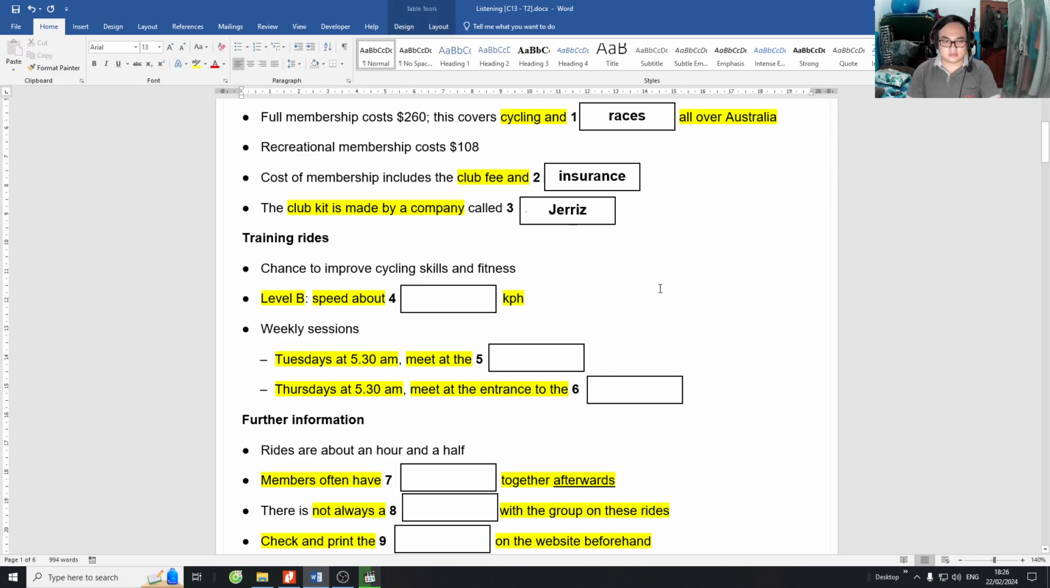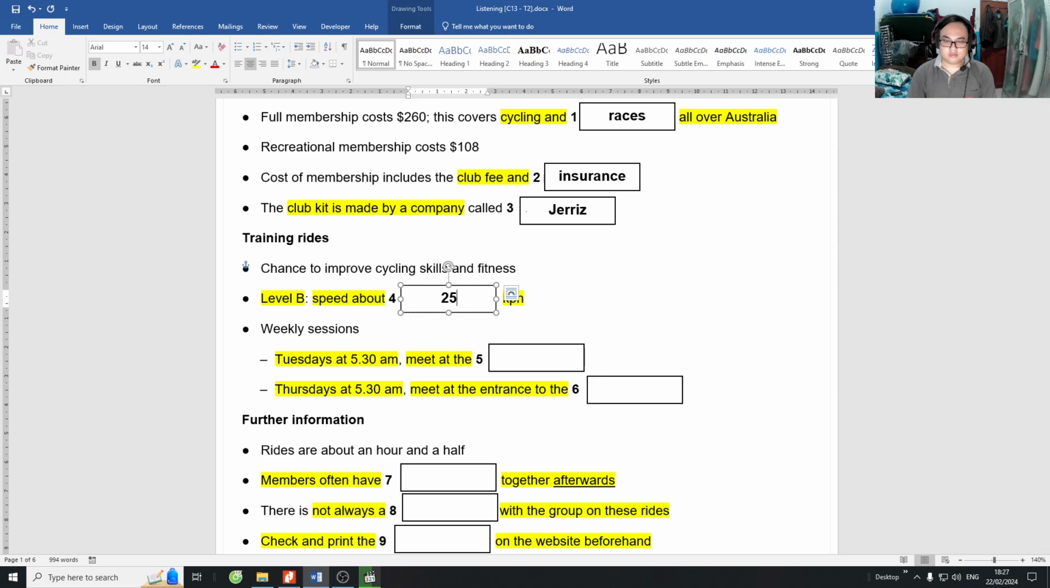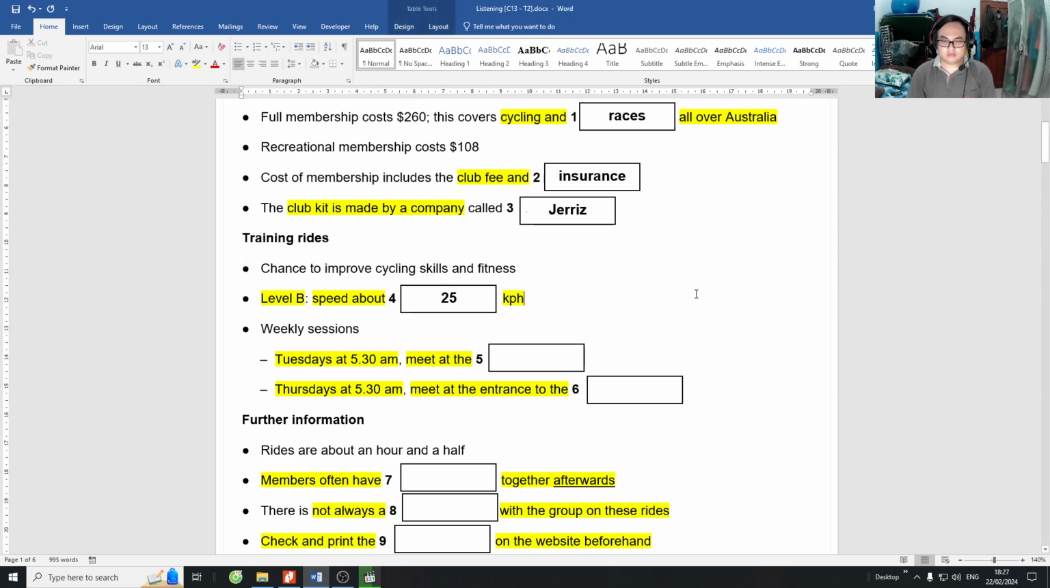Sure. So we have training rides pretty well every morning, and they're a really good way of improving your cycling skills as well as your general level of fitness. But they're different levels. Level A is pretty fast. You're looking at about 30 or 35 kilometres an hour. If you can do about 25 kilometres an hour, you'd probably be level B. And then level C are the novices who stay at about 15 kilometres per hour.